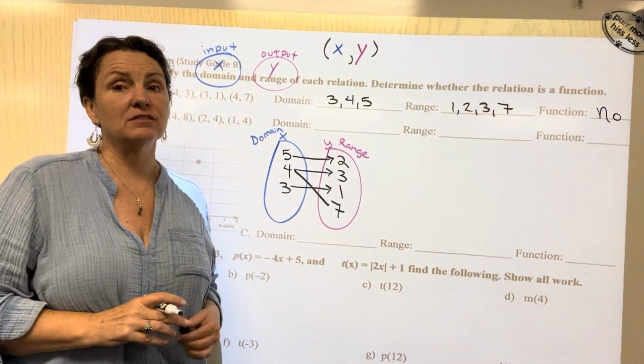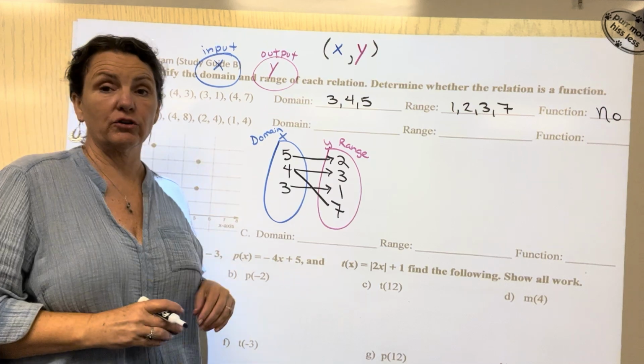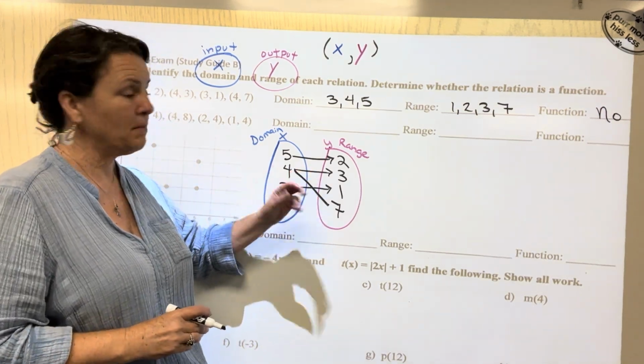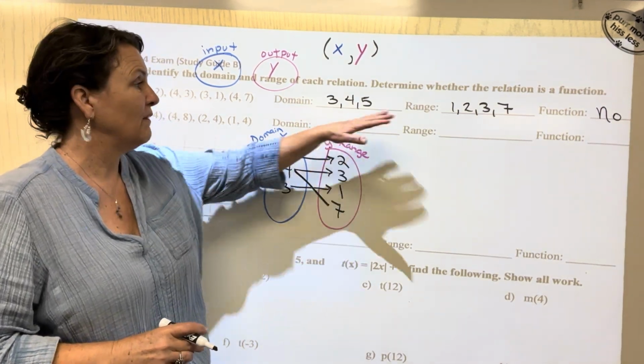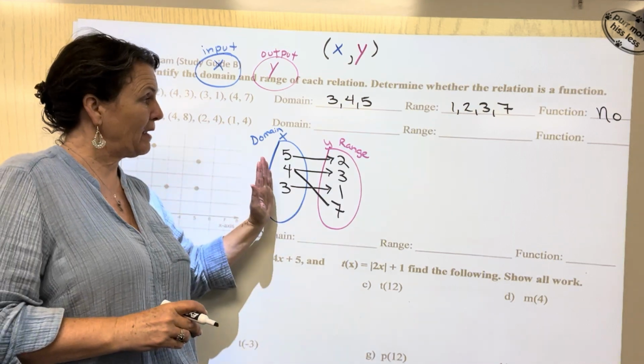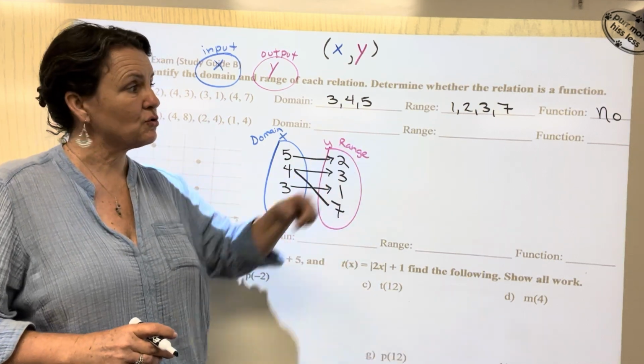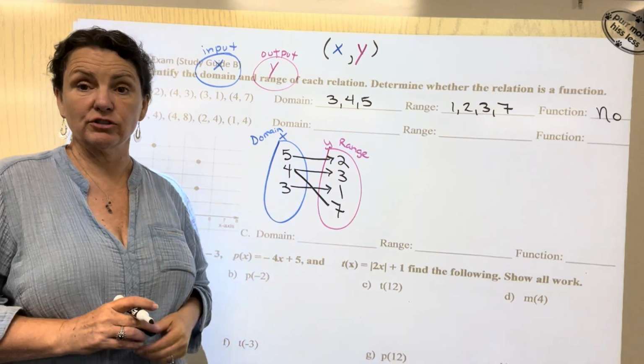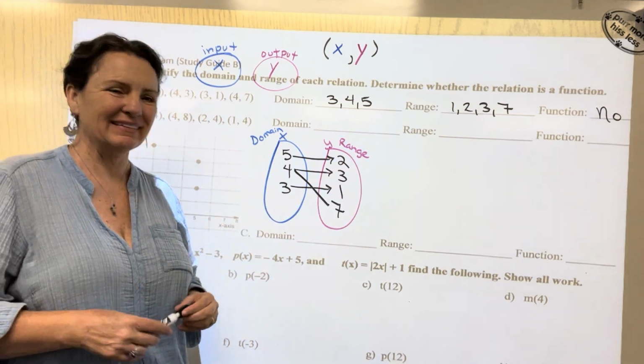I would suggest you pause the video here and try the second one on your own. Make your mapping diagram, identify your domain and range, fill those in, then ask yourself, does every domain have one unique range? And then answer the question, yes or no, is it a function? Go ahead and give that a try, then come back.